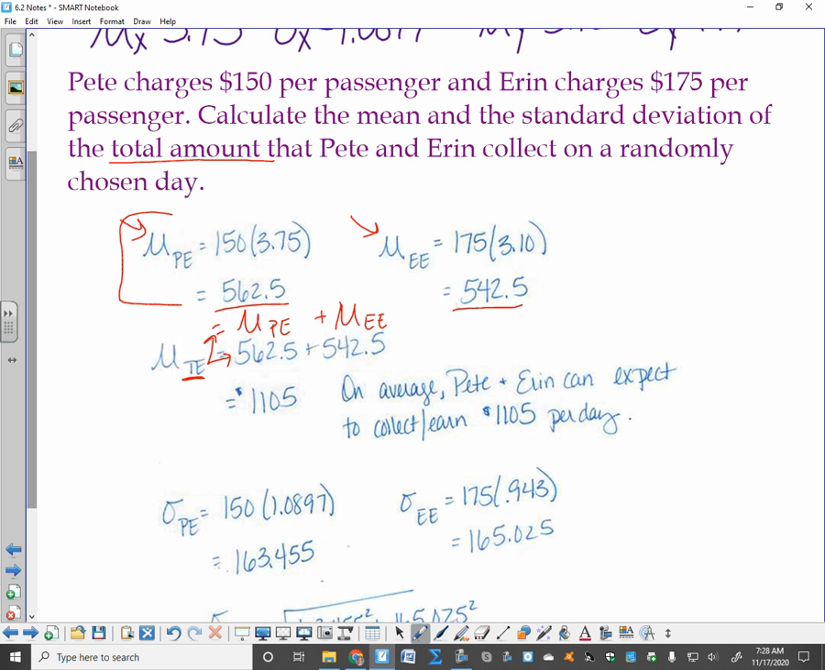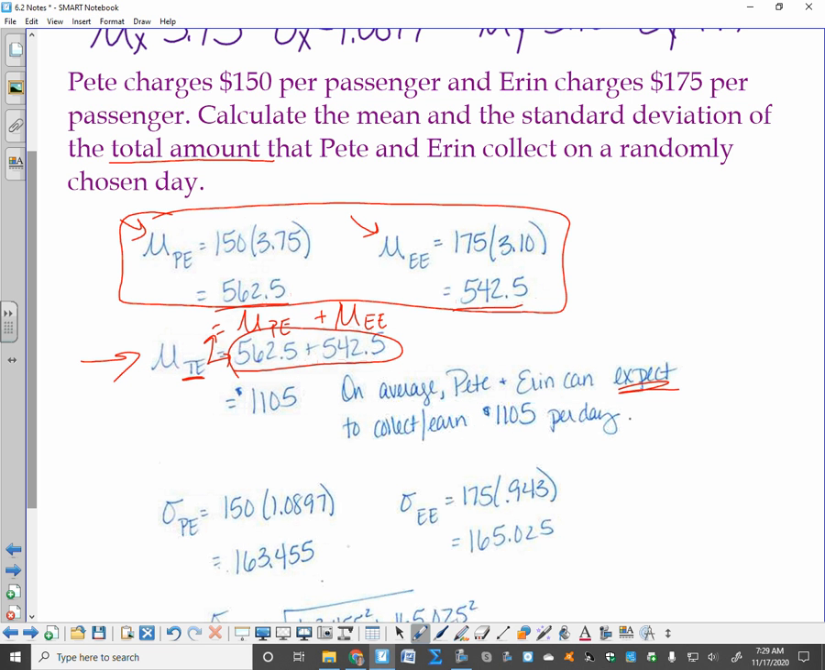As long as you explicitly write all this out and label it, then I think you're okay to go straight to here. I don't know. I would just dot every I and cross every T. So add those together and you get 1105. So then I have my nice little sentence. Short, sweet, get in, get out. On average, Pete and Aaron can expect to collect or earn $1,105 per day. On average, because it's a mean. Okay, and then there's that word expect, referencing again that expected value and mean are the same thing.